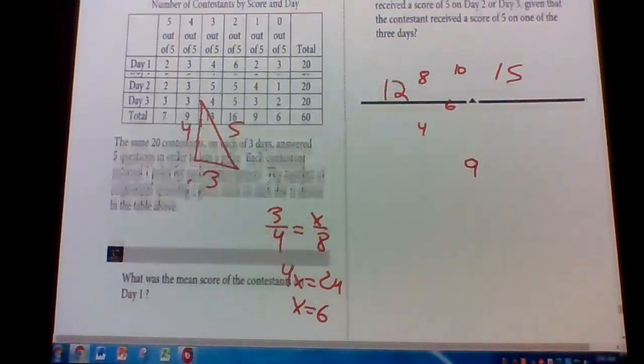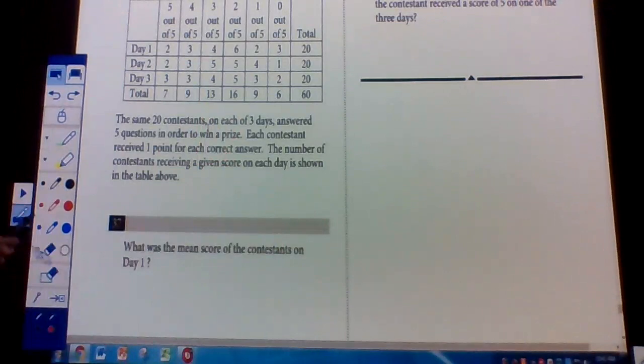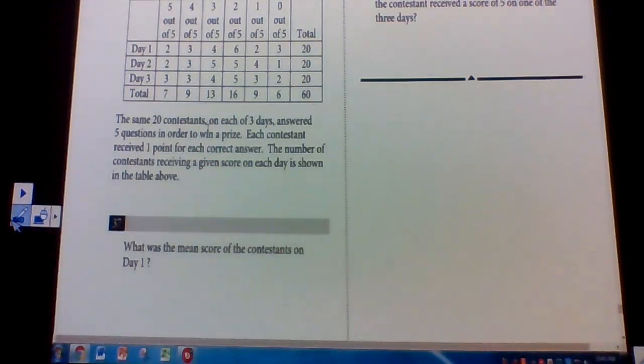Okay, number of contestants, score and day. The same 20 contestants on each of 3 days answered 5 questions in order to win a prize. Each contestant received 1 point for each correct answer. The number of contestants receiving a given score on each day is shown in the table above. What was the mean score of contestants on day 1?